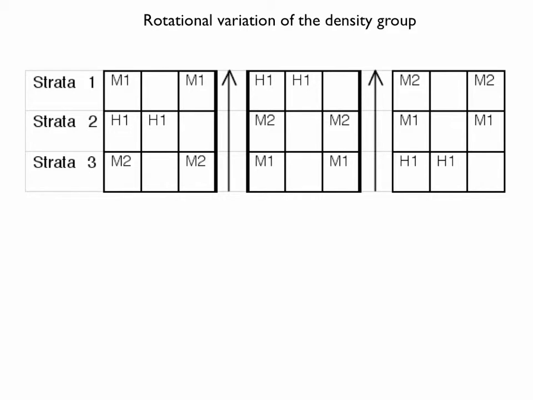A density group is subject to rotational variation in two directions simultaneously: rotation around the vertical and horizontal axis of a graph. When textures are rotated vertically, it's important to ensure that the harmony belonging to any stratum doesn't change its position, which would radically alter the harmonic structure of the entire score.